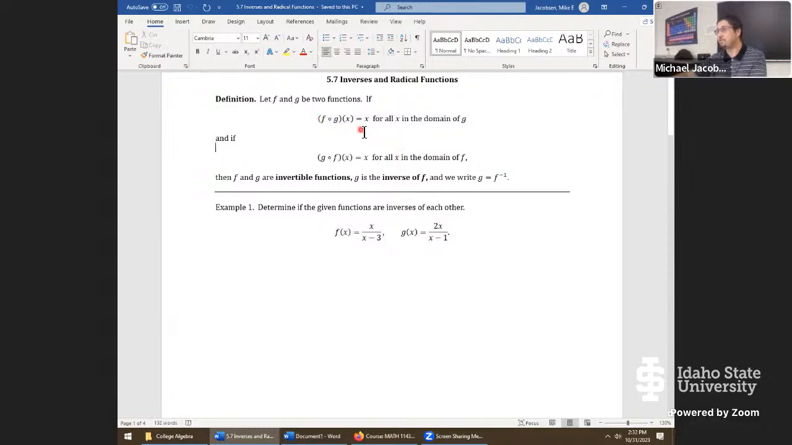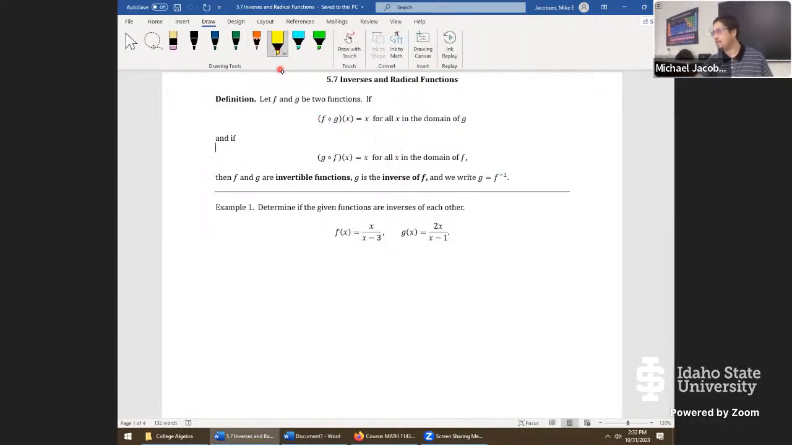Another way you could do it is through this formula above. We'll try it out this way. If you really have inverses of each other, then when you do this composition, you should only be getting x. And that x has to be in the domain of the function g. And you have to be able to reverse this to g of f of x. You must get x a second time. And that variable x must qualify for every x in the domain of f.